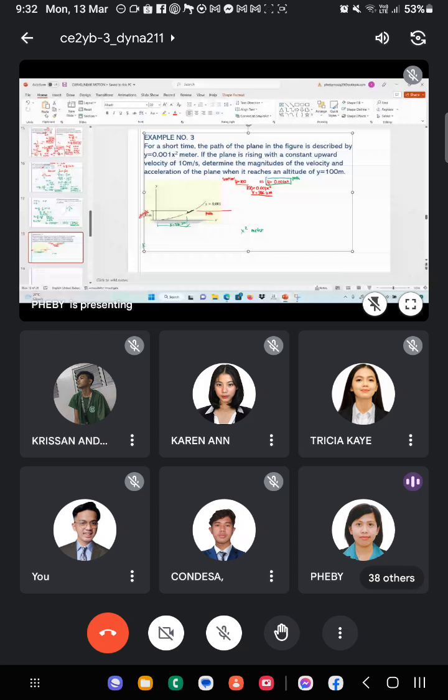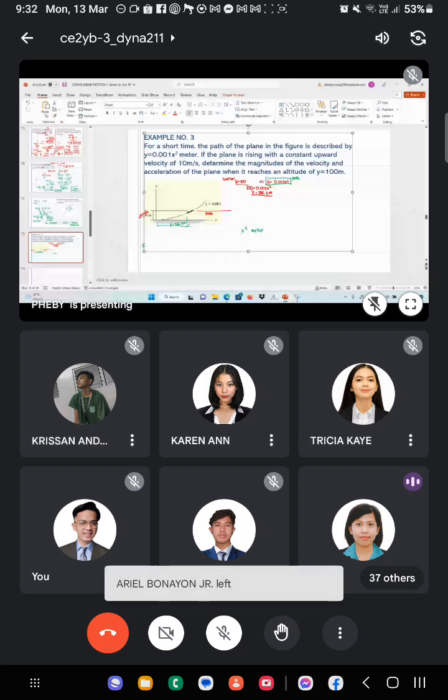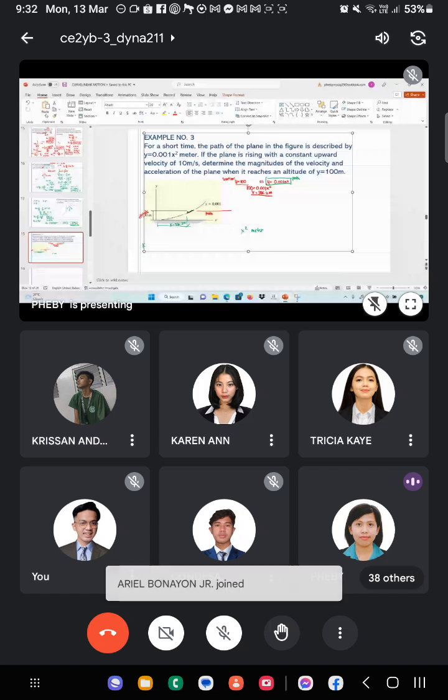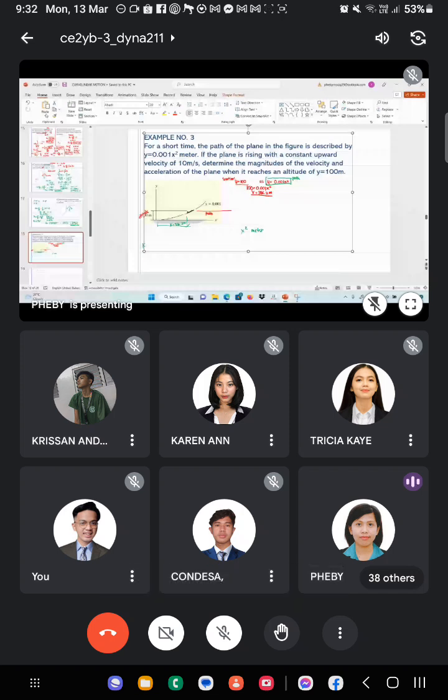Okay. So, determine the magnitudes of velocity and acceleration. So, hanapin natin yung kanyang velocity kapag nasa 100 meter altitude and x or departure is 316.2 meters. So, sabi dito, constant upward velocity. So, yung kanya daw velocity y is constant. Therefore, this is a uniform motion. And that is given that our Vy, our constant velocity upward, is 10 meter per second.